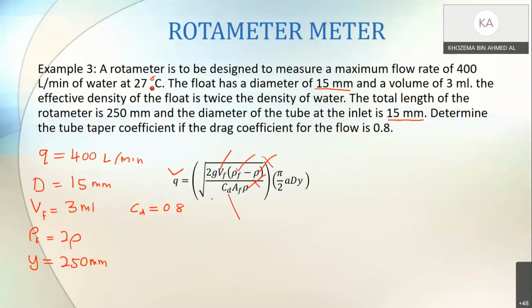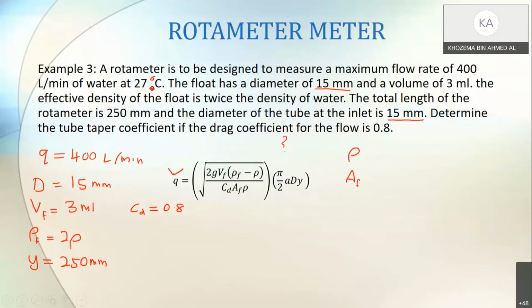CD, yes, we know. AF is not given to us, but we can always find the value of AF because we know the diameter of the float. The value of A is the value that we want to find, so we don't know that. And then we know the value of D, and we know the value of Y, which is 250. So we have a few unknowns. Let us see what are the unknowns. First of all, we do not know the value of rho. And then we don't know the value of AF.